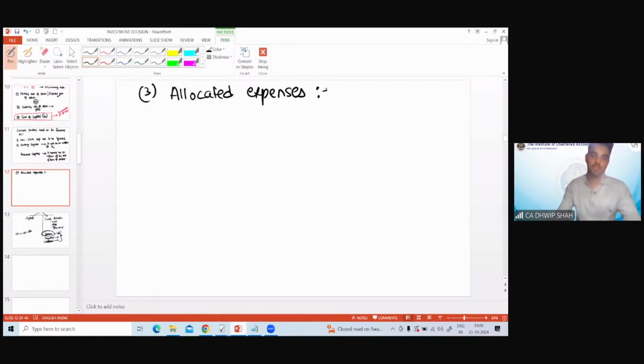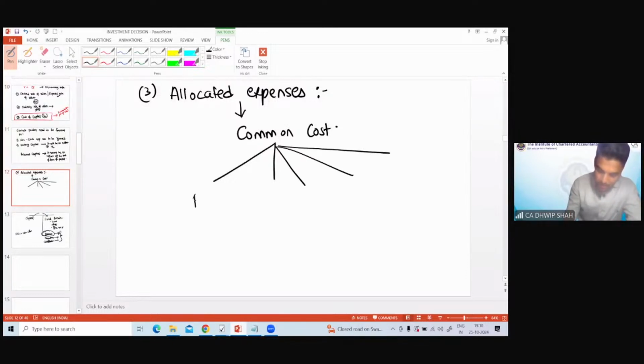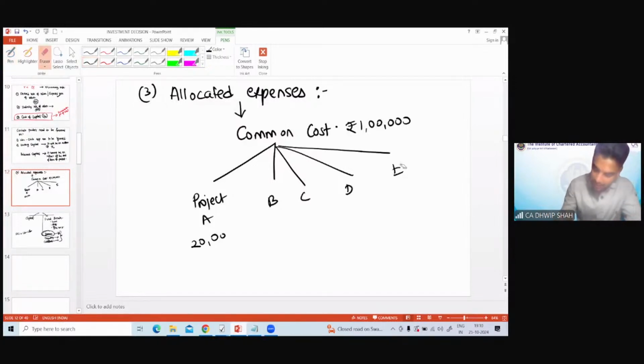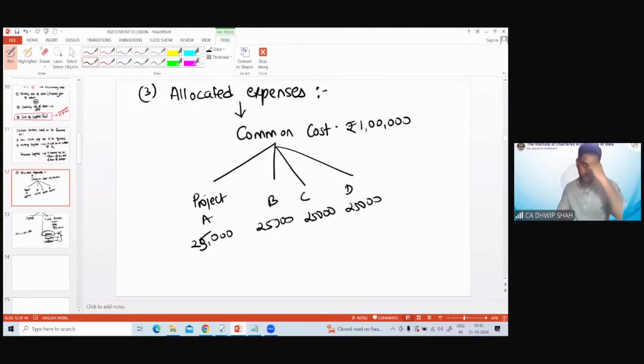See, now please pay attention on this point. Allocated expenses is all about common cost. In a company, certain costs are common that are allocated to different projects. So let's say currently there is a common cost that is allocated to project A, project B, project C, project D, project E. And let's say the common cost is 1 lakh and it is allocated equally. So for the sake of easy understanding, let's say there are only 4 projects. So can I say all the projects would be apportioned 25,000 each? This is a common cost. Are you getting this? Any query still here?